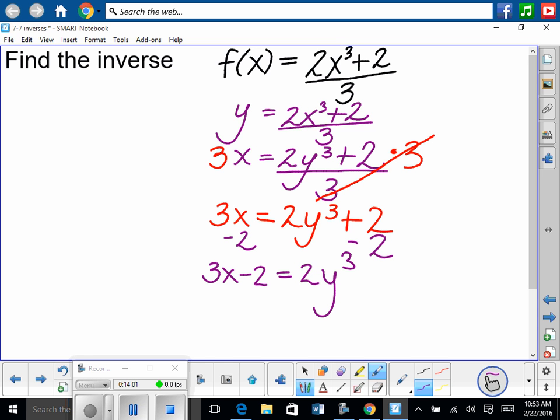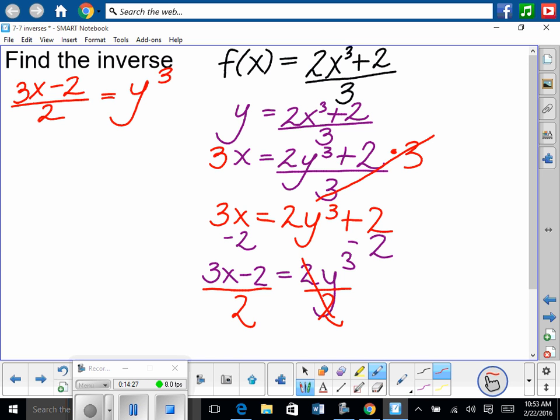Now what do you do? Square root? Not quite. What do we need to do first? Divide by 2. Isn't 2 being multiplied to y cubed? Wouldn't we need to take care of that first? So we would divide both sides of the equation by 2. So we have 3x minus 2 all over 2 is equal to 1y cubed, which is just y cubed. 1 times anything is just itself.